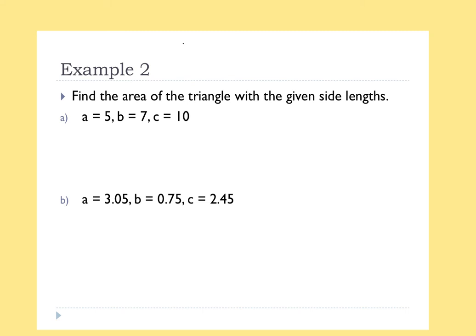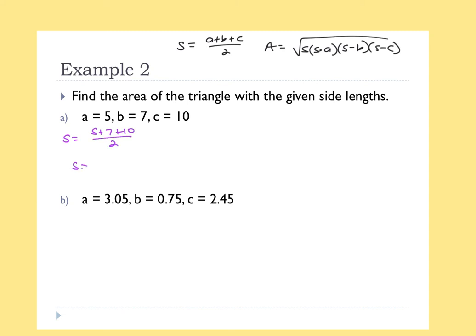So I'm going to write it at the top. S equals A plus B plus C over 2. And then A equals the square root of S times S minus A times S minus B times S minus C. For part A, the sides are 5, 7, and 10. So the first thing I'm going to find is S. 5 plus 7 plus 10 divided by 2. This one's easier. It's 22 divided by 2, which is 11. So then the area is the square root of 11 times 11 minus 5 times 11 minus 7 times 11 minus 10.